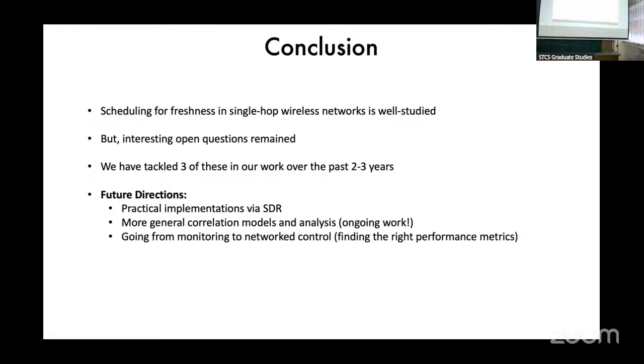So we started with a very simple correlation model in section 2. But what happens if you want to go to something that is more general? And then the third direction is going from monitoring error to network control. So going from something like an LTI system with Gaussian errors to something where you're trying to model actual robots moving around and sending updates, and you're trying to control these robots over a wireless channel. How do you find the right performance metric? Age of information is probably not the right thing if you want to do control. There's something probably more complicated. Can you show what the right metric is? And if you know what the right metric is, can you show how to optimize it? Those are interesting open questions.